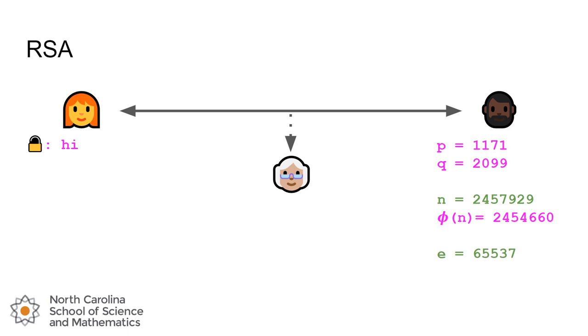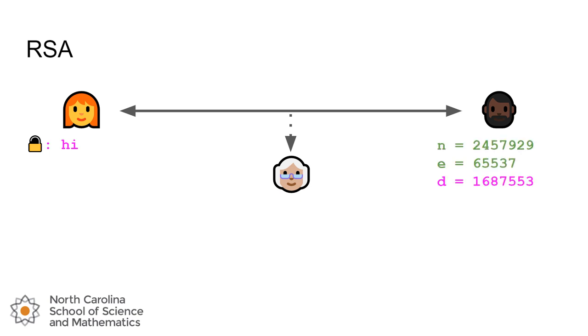He's arbitrarily chosen E to be 65,537. It could be any number that's relatively prime to phi of N, but this is a nice choice. He's confirmed that the greatest common divisor between E and phi of N equals 1, meaning that's the only shared divisor. So that's a good choice to use for E. Now he just needs to compute D. Remember, D is the multiplicative inverse of E in the modulus of phi of N. And we can use the extended Euclidean algorithm to do that pretty quickly. And he gets the number 1687553.